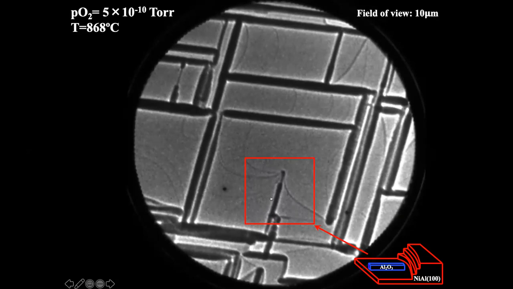This depends on the contrast, if you look here. There are some atomic steps like this. For this part, we have more atomic steps bunched in the growth front. For this one, you have fewer steps. If more and more steps are bunched together, that can slow down the growth and eventually stop it. This is called step bunching. For this one, you have fewer, so the growth can still continue without much slowing down.